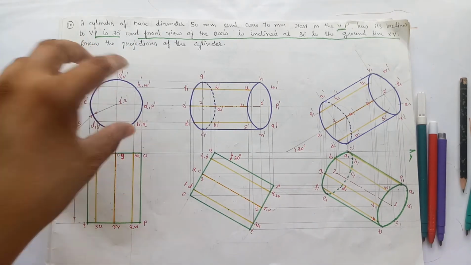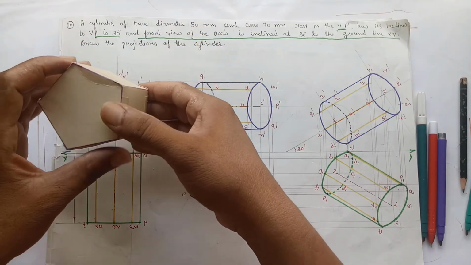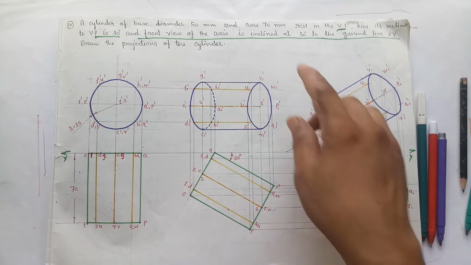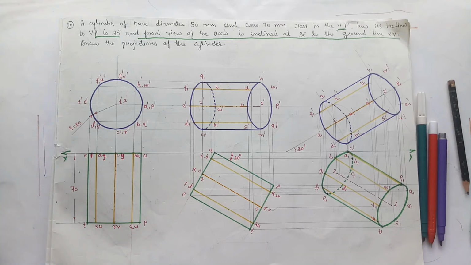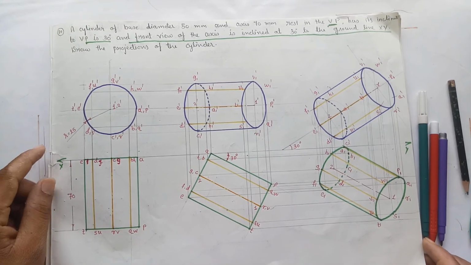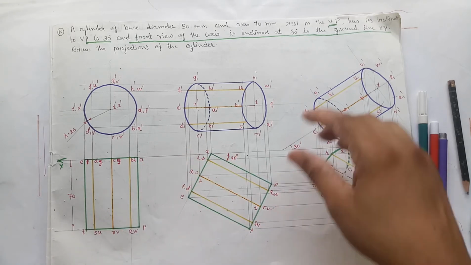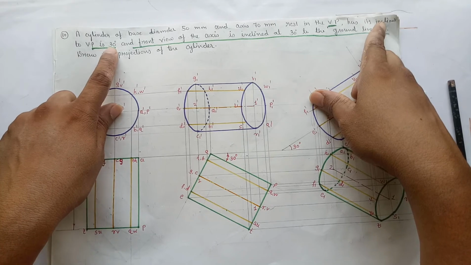It is resting in VP, that means we have to draw the base and top face in the elevation, and this will be the plan of the cylinder, like the prism. Now it is resting in VP, so in the second stage we have to derive the condition with the VP. If the solid is resting in HP, we derive the condition of the horizontal plane in the second stage. Now the cylinder is resting in VP, so in the second stage we have to derive the condition with the vertical plane, and here it is given that it has its inclination to VP at 30 degrees.